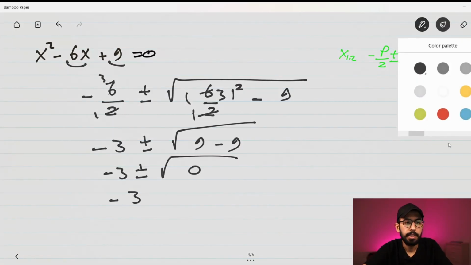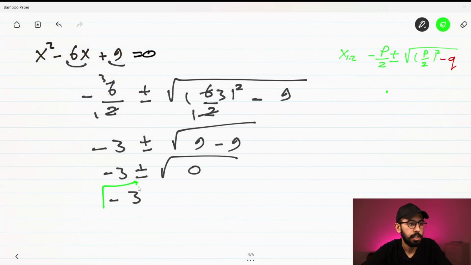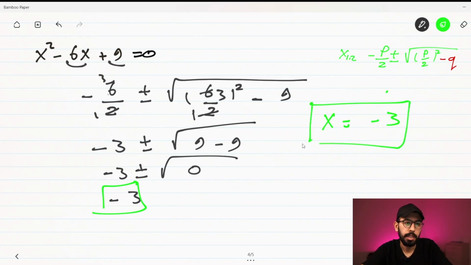That means our x now has just one result: x equals minus 3. That's our result. Our curve just bounces over the x-axis and does not cross it to the other side, so we have just one result.